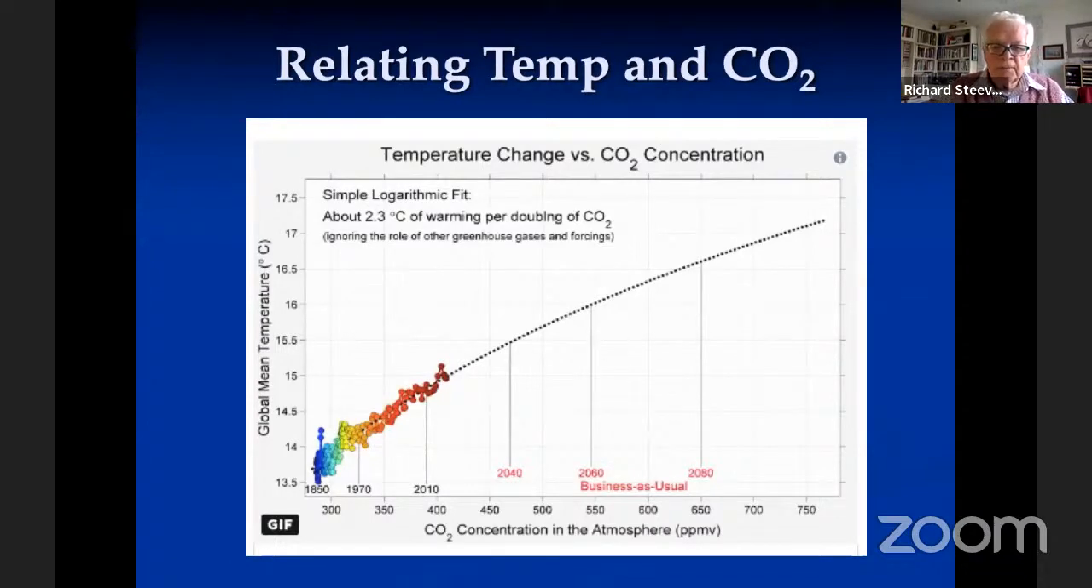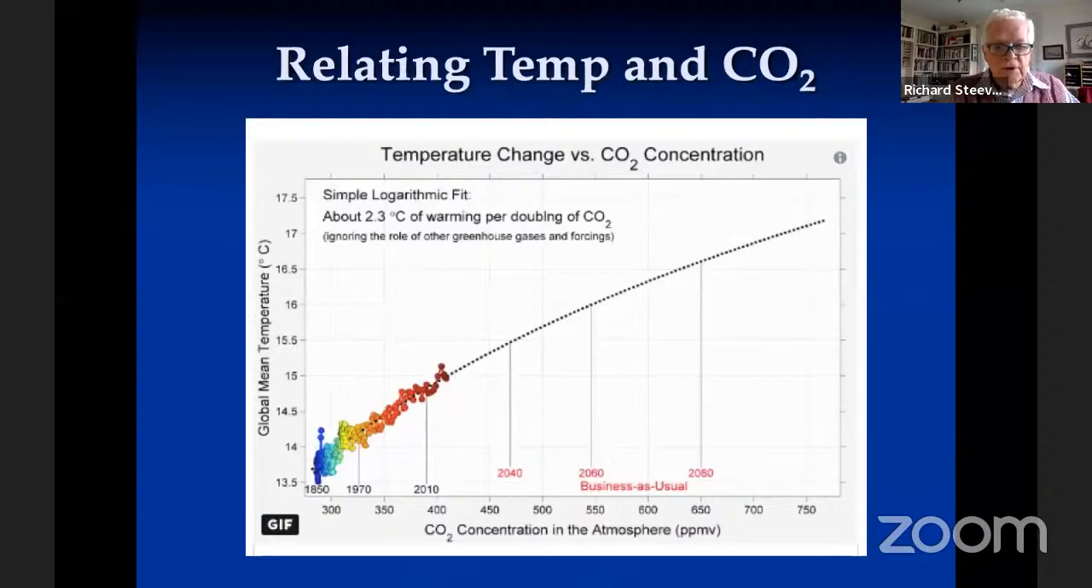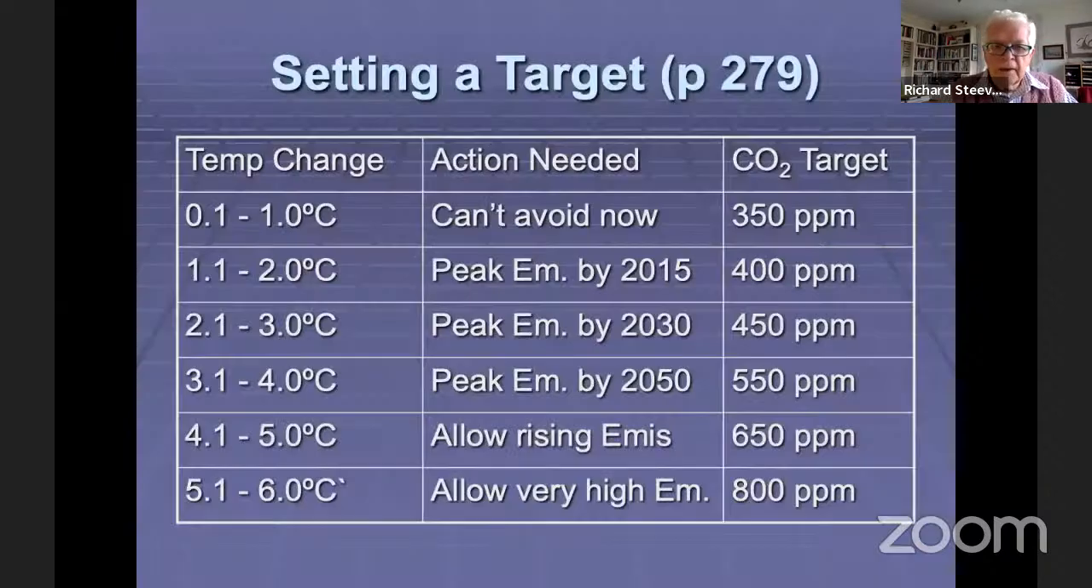So this is also interesting. They superimposed on this curve dates here. You notice it's not an arithmetic date scale, but it shows what might happen with business as usual. We would probably continue to follow that curve. And that curve suggests a lot of global warming to come.